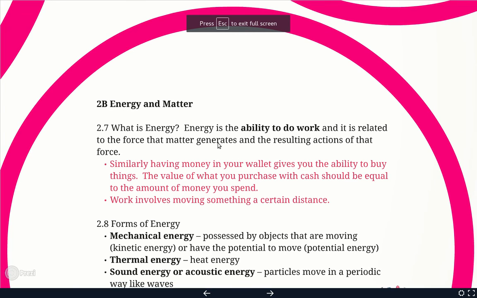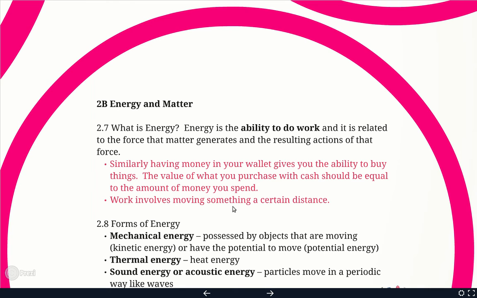What is energy? Energy is the ability to do work, and it's related to the force that matter generates and the resulting action. In a similar way, if you have money in your wallet, that gives you the ability to buy something. So wealth, or having money, is the ability to buy something, and whatever you buy should be equal to the amount of money you spend. The value of it should be.